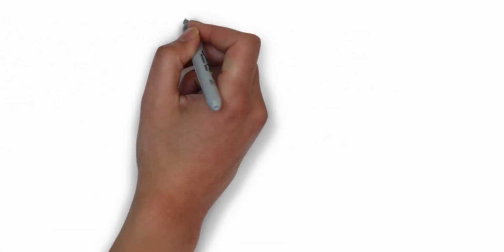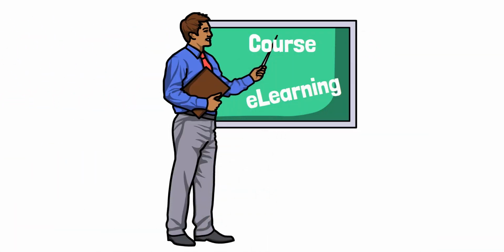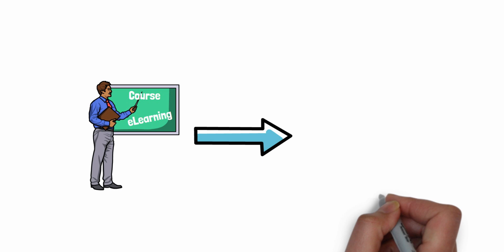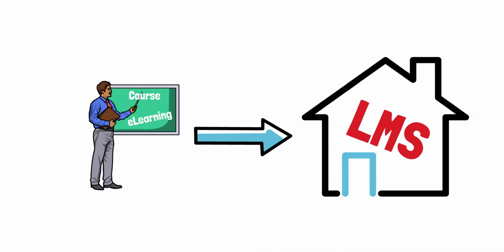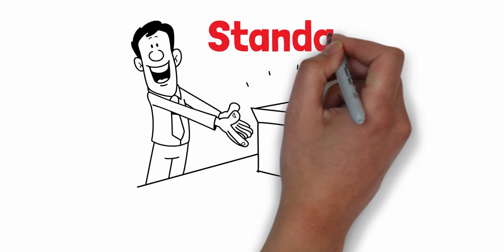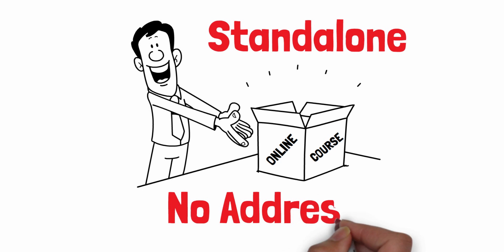So what does that mean? That means that now that you have that finished course, the course needs to live in an LMS. So that is a standalone. There's no LMS, right? So you need to now take that course and put it in an LMS. Standalone means you have it, it's done, but the course isn't living anywhere.